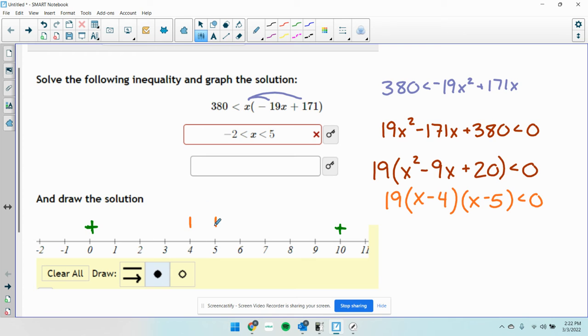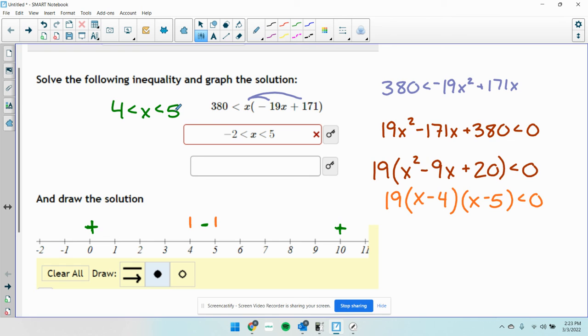So now I can plug a number in between 4 and 5. Let's do 4.5. I get 19 times 4.5 minus 4 is 19 times 0.5. That's a positive. Times negative 0.5. That's going to be a negative. So the values in between are going to give me negative values. So I'm talking about the values of x between 4 and 5, but not including 4 and 5, because that'll give me exactly 0. So this first answer should be 4 is less than x is less than 5.